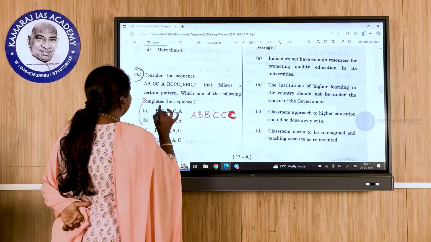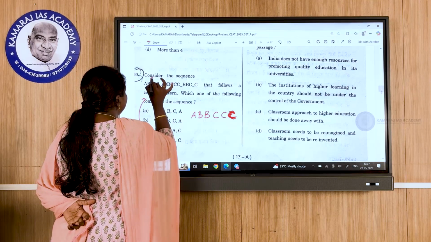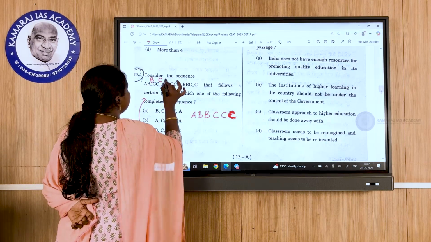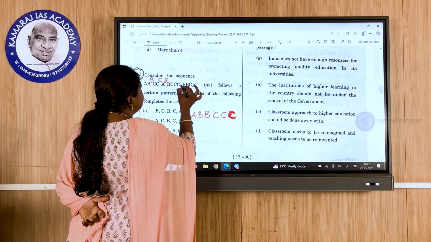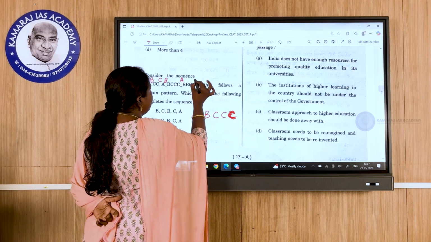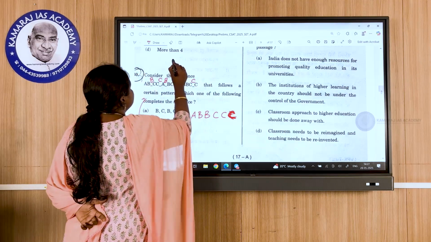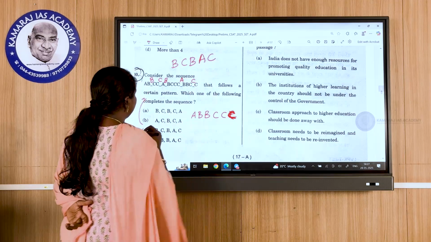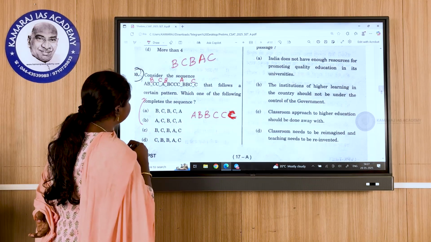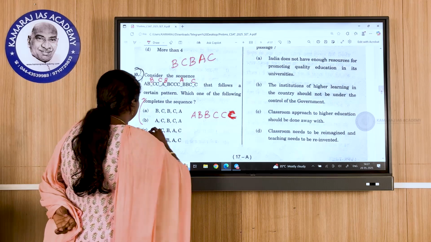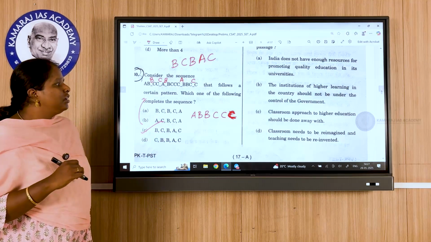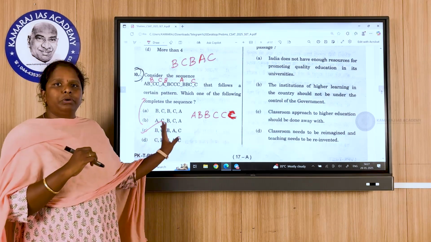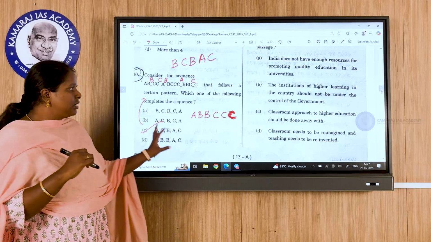You can see here, I should take ABB CC, ABB triple C. Then I should get ABB triple C. So my answer should be B, C, B, A and C, right? So obviously your option here is B, C, B, A, C. Answer is C. Clear?